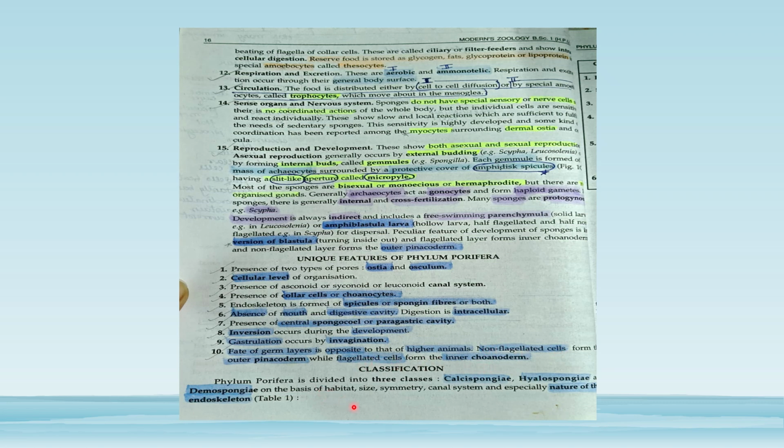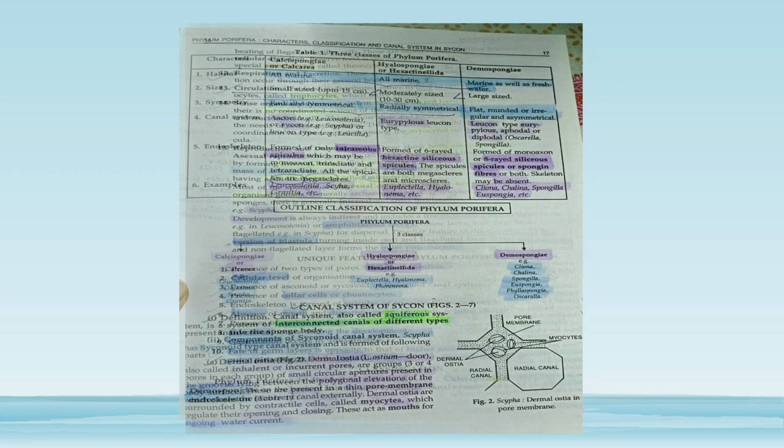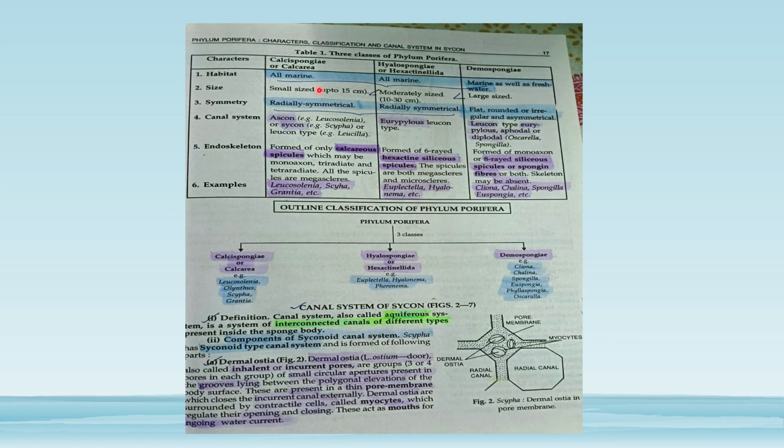Okay, now let's move to the classification. So they have three classes: Calcispongiae, Hyalospongiae, and Demospongiae, on the basis of habitat, size, symmetry, canal system, and nature of the endoskeleton. They are classified. So this is a very easy thing. All are marine. Let's discuss the common features.